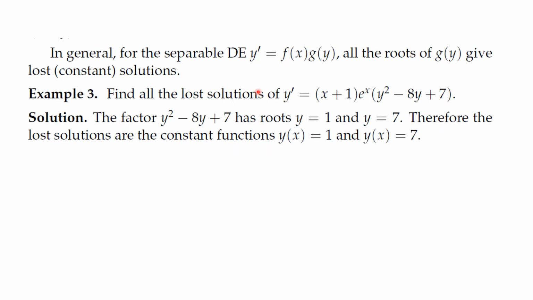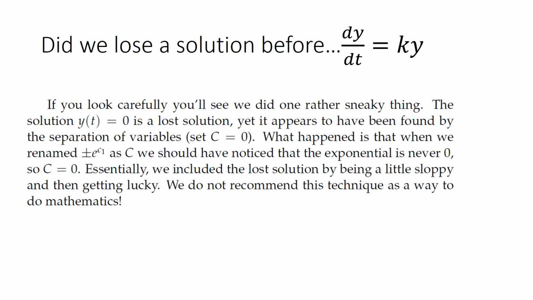In general, if you have a separable differential equation, y prime equals f of x times g of y, all the roots of g of y give you lost constant solutions. So if we want to find the lost solutions for this, we're going to have to set this equal to 0, and we'll see that y of x equals 1 and y of x equals 7 are solutions as well.